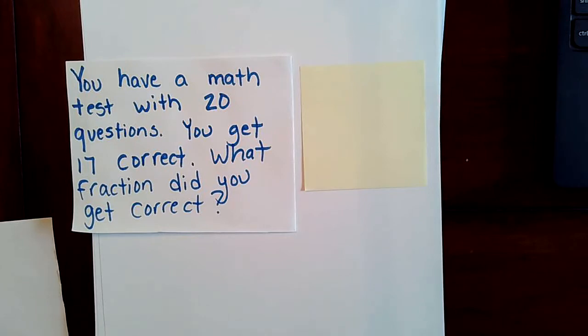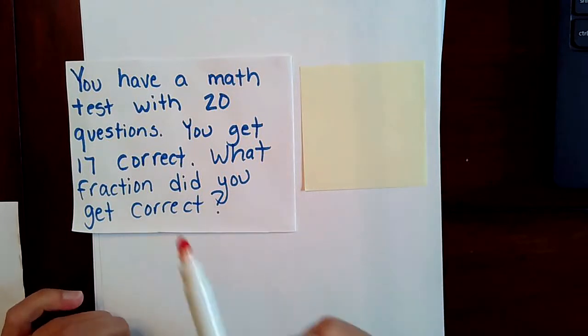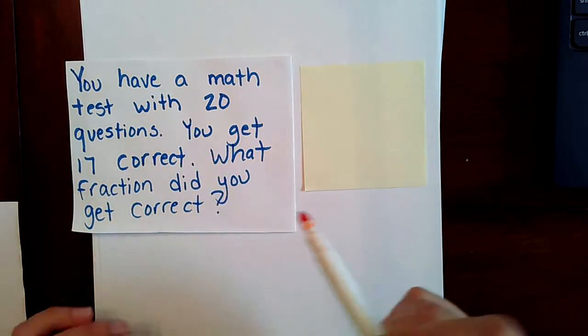Let's start with a fraction of a group problem. You have a math test with 20 questions. You get 17 correct. What fraction did you get correct? So on your paper, I want you to write down the fraction of questions that you got correct. Remember, we did fractions on our Read to Achieve test, and there were 5 questions. But on this math test, there are 20 questions.